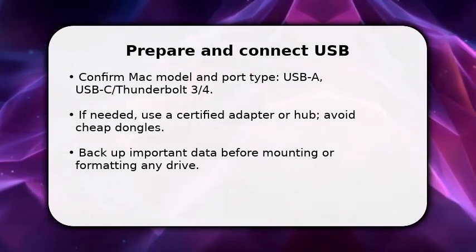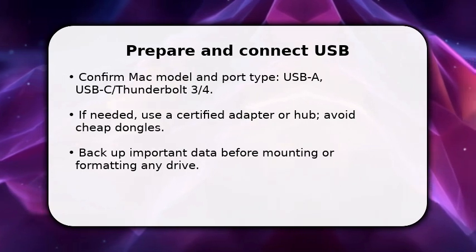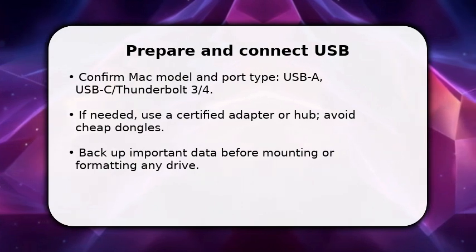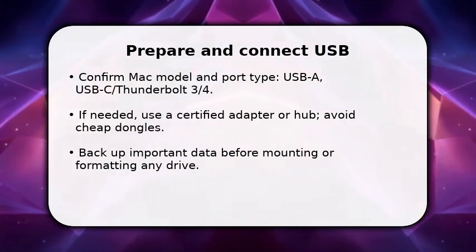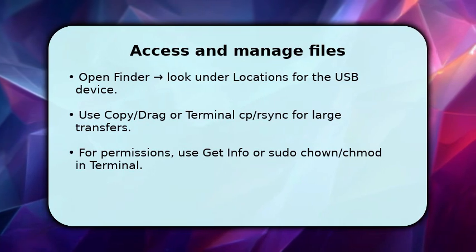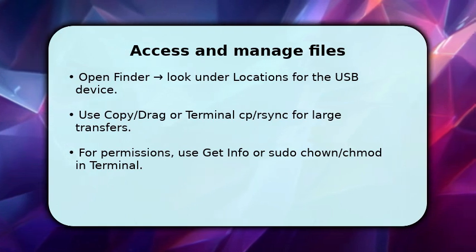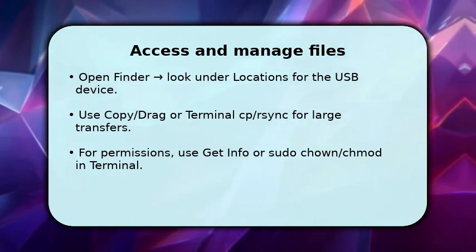Once you see a desktop icon or Finder entry, you're ready to open it. That's the first actionable step toward transferring files or preparing the drive. Now, open Finder and locate the USB under Locations so you can inspect contents. This is how you decide what to move or delete.